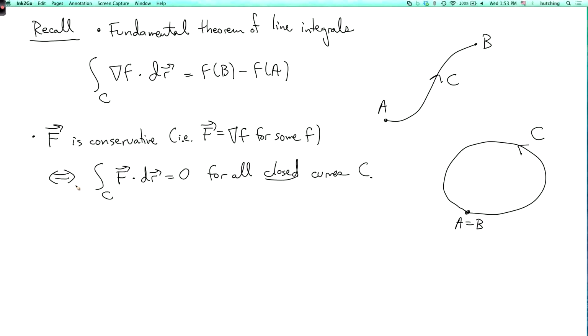So this is a criterion for when a vector field is conservative, but it's not very useful for testing whether a vector field is conservative because there's no way to integrate over all possible closed curves. So it would be nice to have a more practical way of deciding whether a vector field is conservative. So here's an observation.